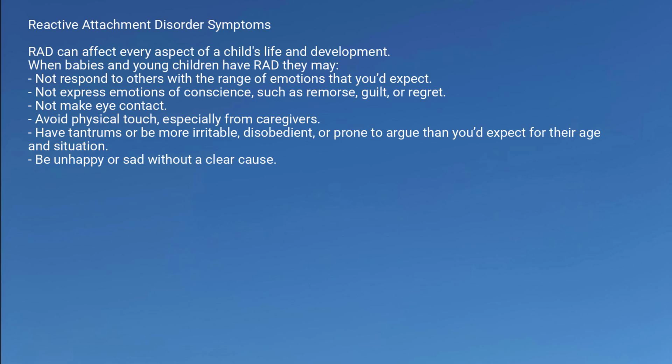Reactive attachment disorder symptoms. RAD can affect every aspect of a child's life and development. When babies and young children have RAD, they may not respond to others with the range of emotions that you'd expect. Not express emotions of conscience, such as remorse, guilt, or regret. Not make eye contact. Avoid physical touch, especially from caregivers. Have tantrums or be more irritable, disobedient, or prone to argue than you'd expect for their age and situation. Be unhappy or sad without a clear cause.